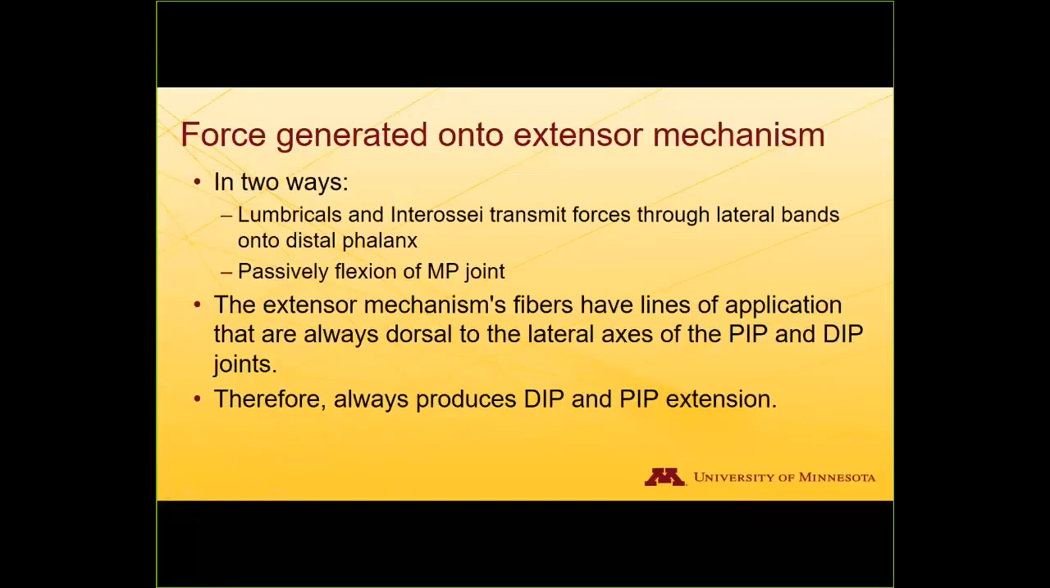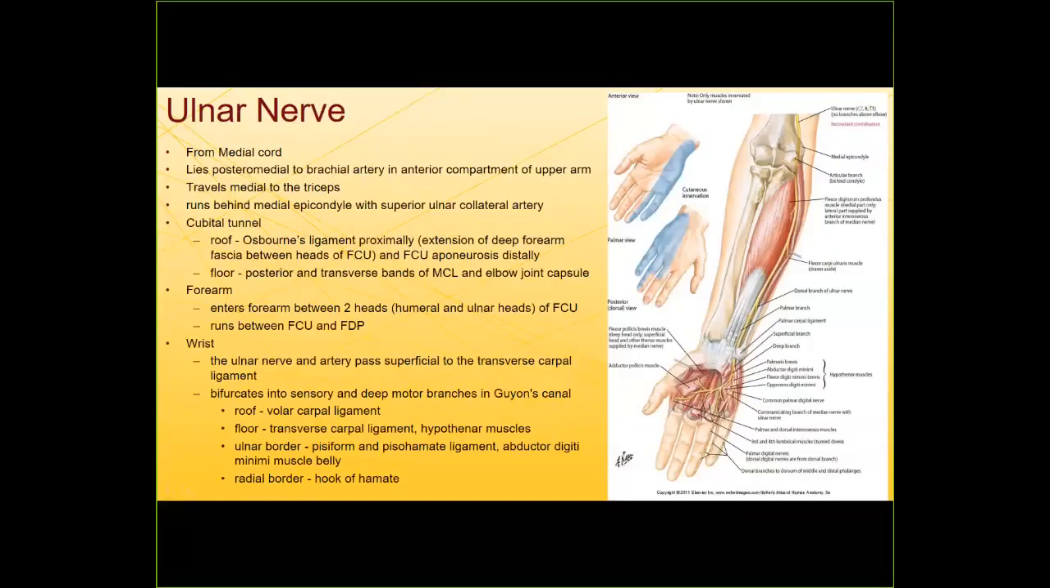Extend, yeah. And that's because you've created passive tension on the extensor mechanism. You've just created tension on the extensor mechanism, and passively, it pulls the IP joints into extension, even without much contraction of the lumbricals or the interossei. Okay? So that's its primary function. The extensor mechanism's primary function is to help extend the IP joints.